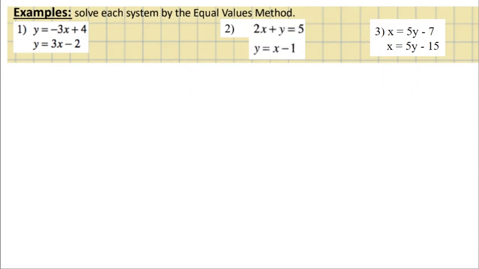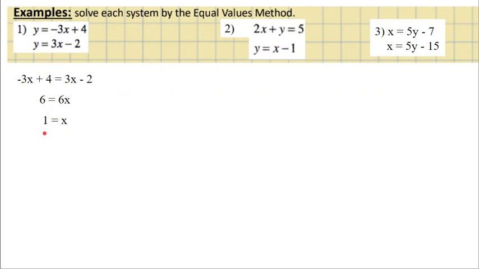Welcome back. Let's start reviewing now. Problem 1 starts us off nicely where we can immediately apply the equal values method since both equations already have y isolated. By setting the expressions equal to each other, we'll get negative 3x plus 4 equals 3x minus 2. Solve for x, and we'll see that x equals 1.